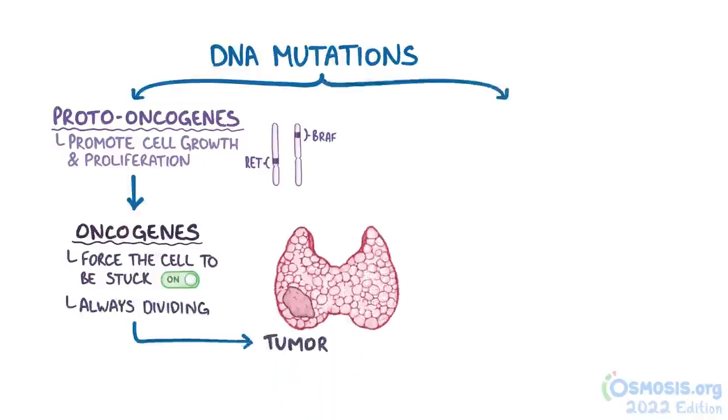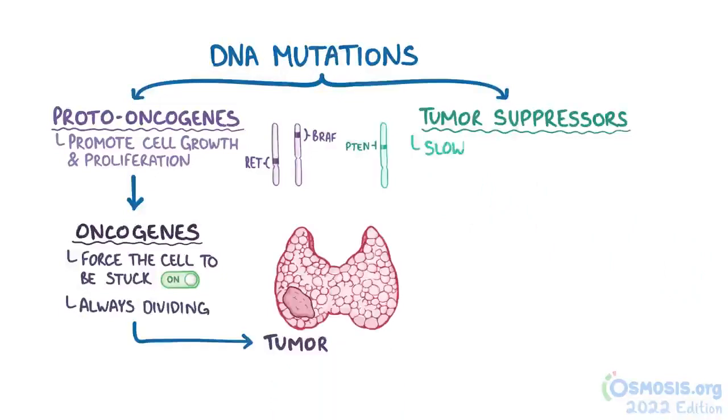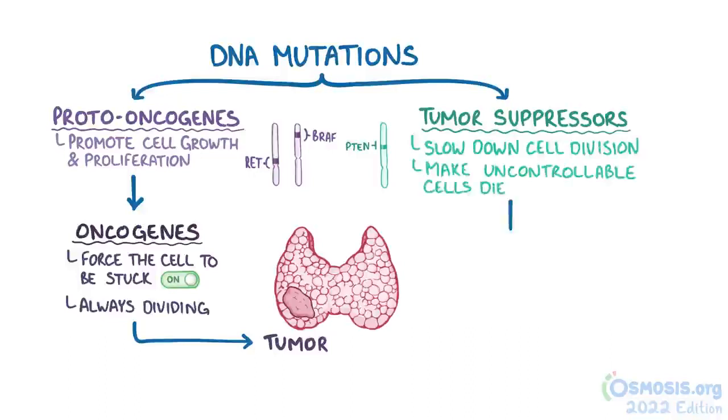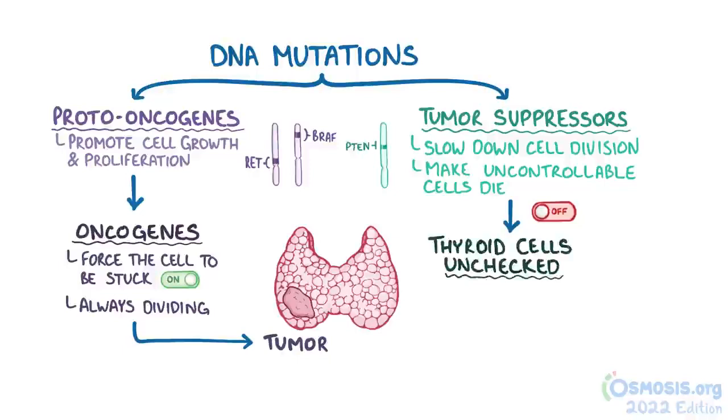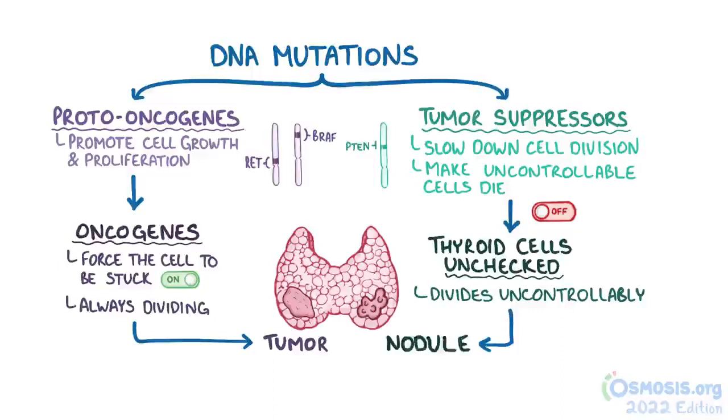There are other genes called tumor suppressors, like PTEN, that normally slow down cell division, or make cells die if they divide uncontrollably. DNA mutations might also turn off tumor suppressor genes, which allows thyroid cells that try to divide uncontrollably to go unchecked. Over time, a thyroid cell that divides uncontrollably will lead to a lump of cells within the thyroid, called a nodule. Most often, nodules are non-functional, so they don't produce thyroid hormones, and these are called cold nodules.